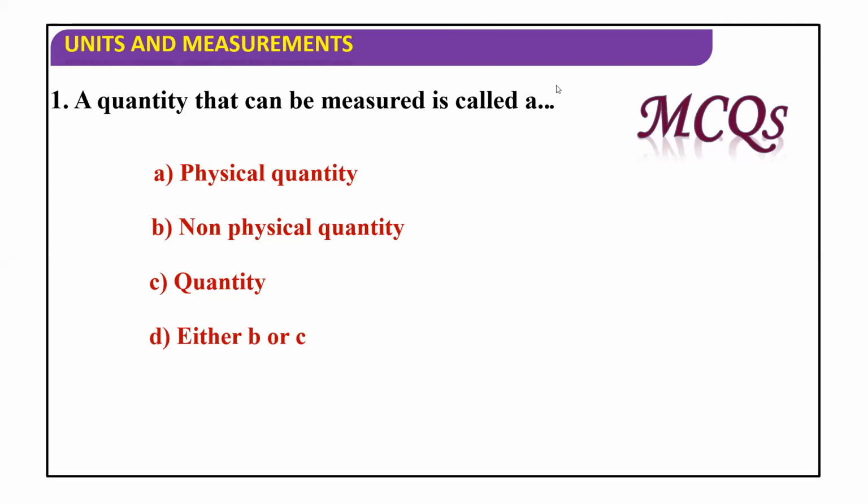A quantity that can be measured is known as a physical quantity, right? A quantity that can be measured is known as physical quantity.